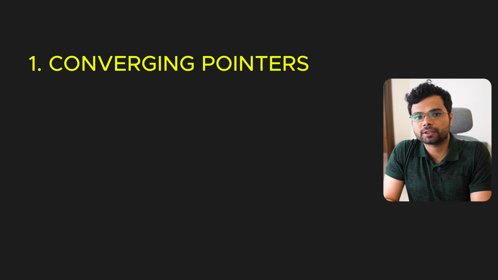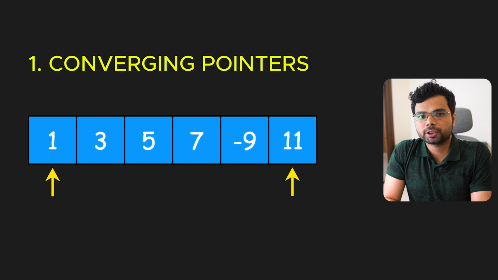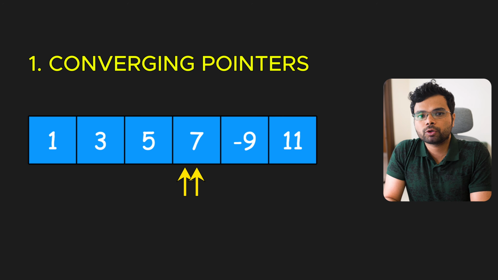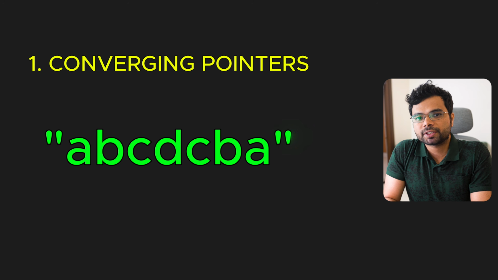First, converging pointers. In this approach, pointers start at opposite ends of a data structure and move inward toward each other. The pointers adjust their positions based on comparisons until a certain condition is met or they cross each other. This strategy is ideal for problems where we need to compare elements from opposite ends of an array or string. For example, checking if a string is a palindrome.